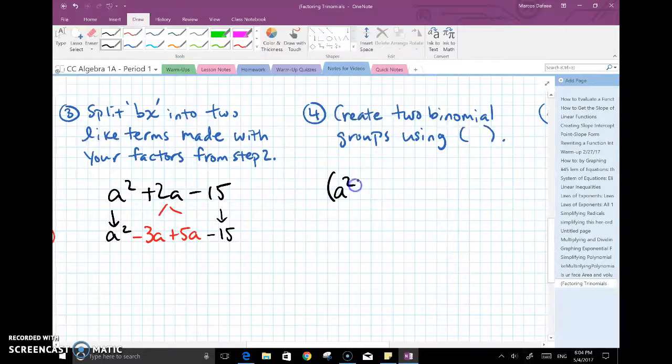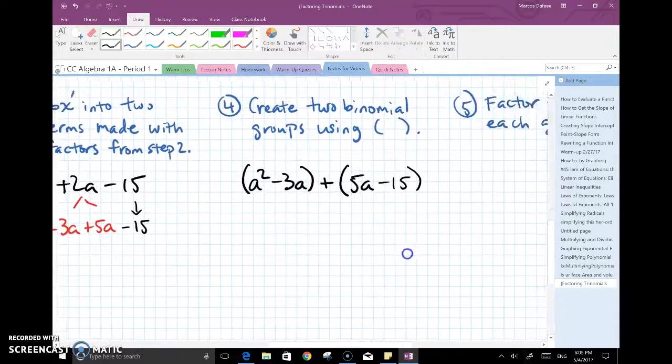I would get a squared minus 3a, that's one group. I must put the plus sign in the middle because I'm still showing that these 2 terms, negative 3a and 5a, combine to make the 2a. So plus parentheses 5a minus 15. Okay, now that's the end of step 4.